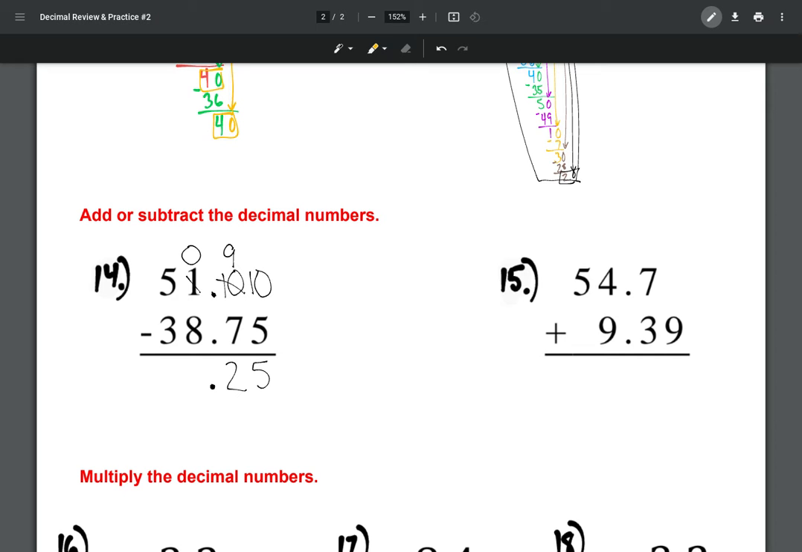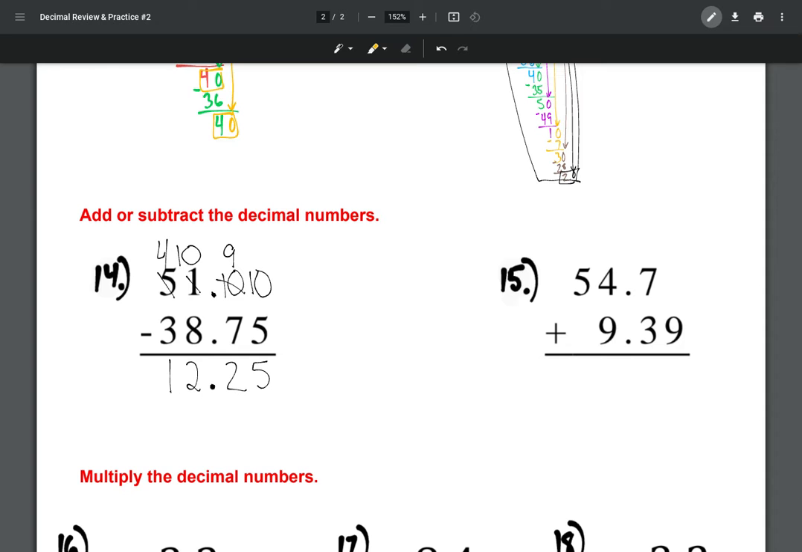We cannot take 8 ones from 0 ones, so let's take 1 of the tens. That'll leave us 4 tens and 10 ones. 10 ones minus 8 ones is 2 ones, and 4 tens minus 3 tens is 1 ten. And our final answer is 12 and 25 hundredths.